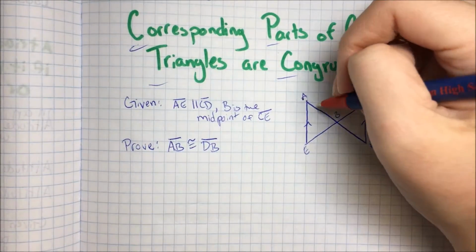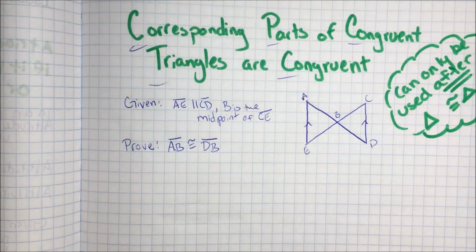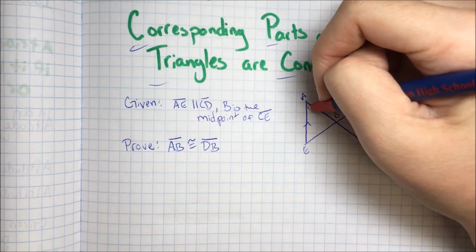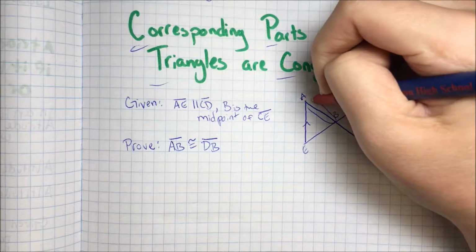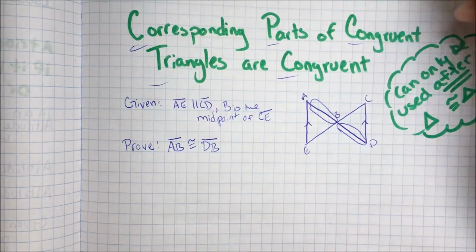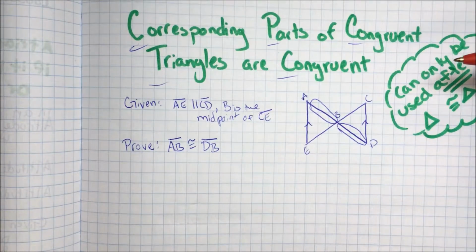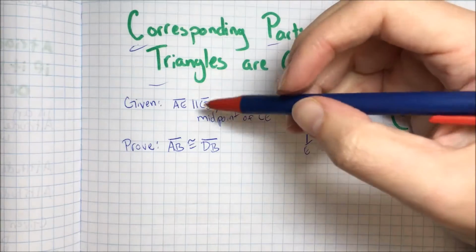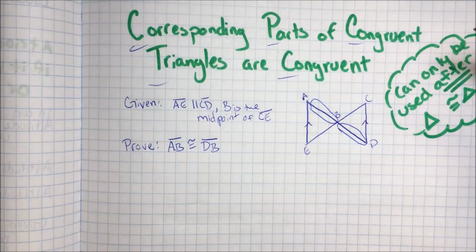CPCTC. Well, first off, I have two triangles. That's the first clue. Second clue is I'm trying to find some sides. Now, I could use this to find angles as well, but for this particular proof, we need sides. And I don't really know anything else about these sides. So I'm going to go back here and see if I can't prove these triangles congruent.